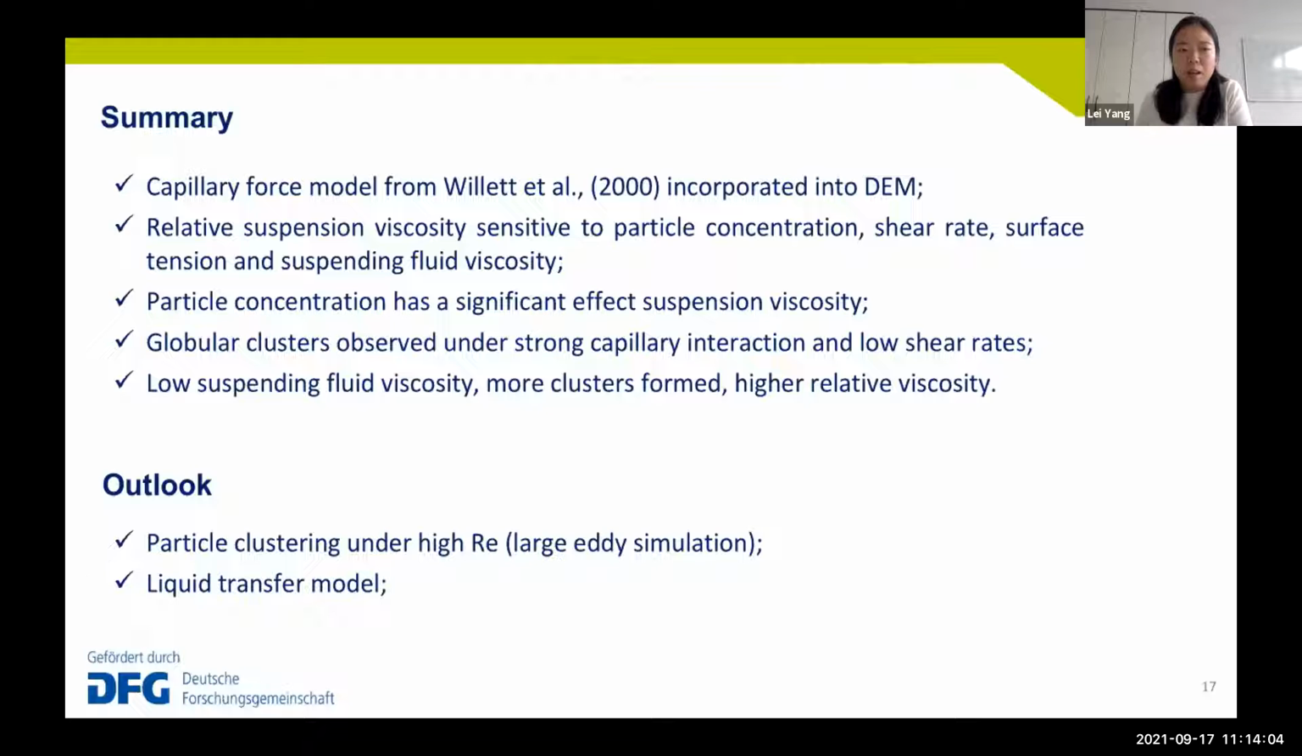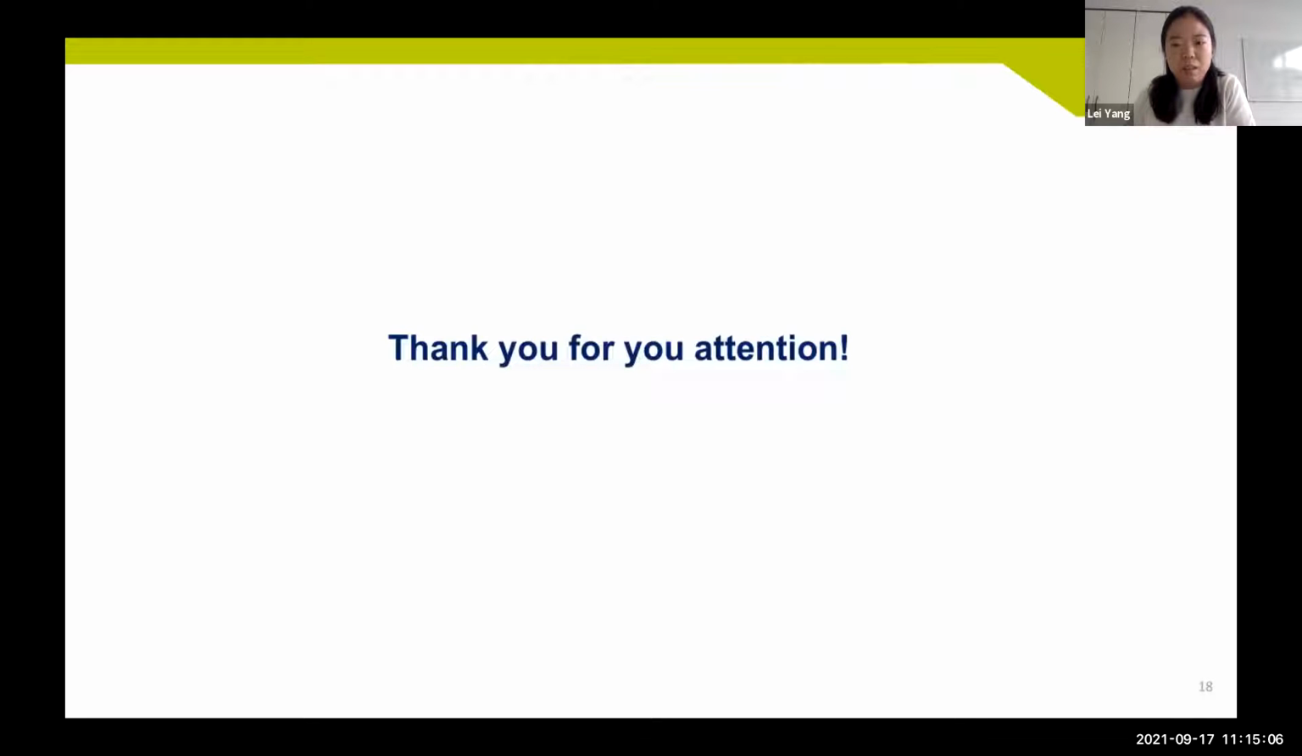So as an outlook, in fluidized beds, the flow regime is always turbulent. So far, we have not reached that regime. So it would be interesting to study particle clustering at high Reynolds number, which means we need a turbulent model to consider the turbulence, such as the large eddy simulation method. Besides, since we made a very simple assumption in the distribution of the secondary fluid, it would be good to include an appropriate liquid transfer model to describe how the secondary fluid is distributed among all the particles to make the model much more accurate. With this, I would like to thank you for your attention.